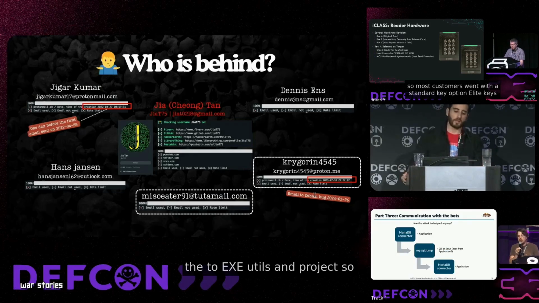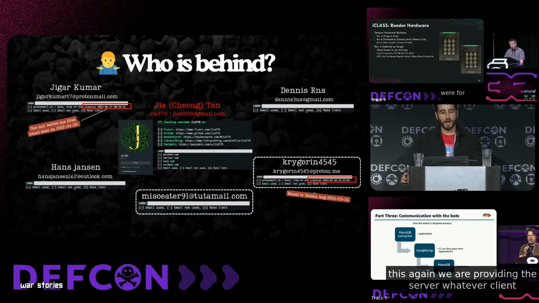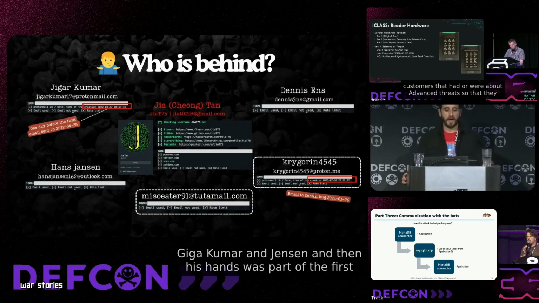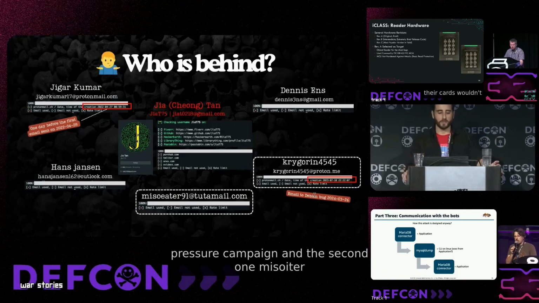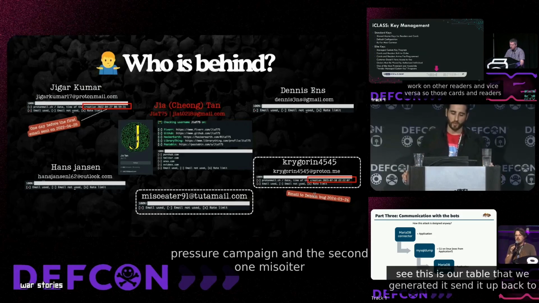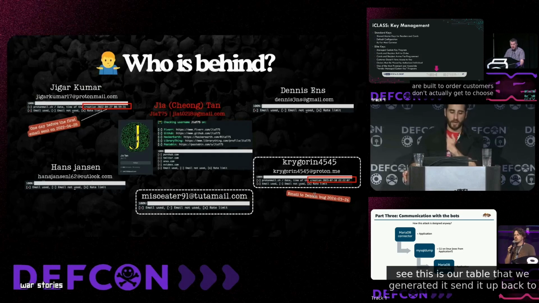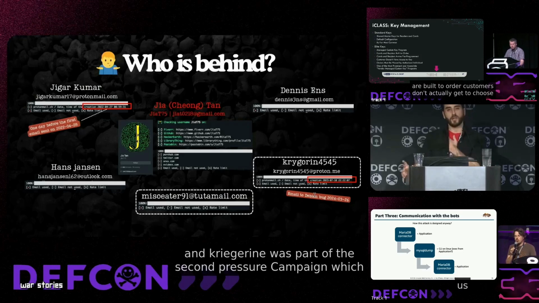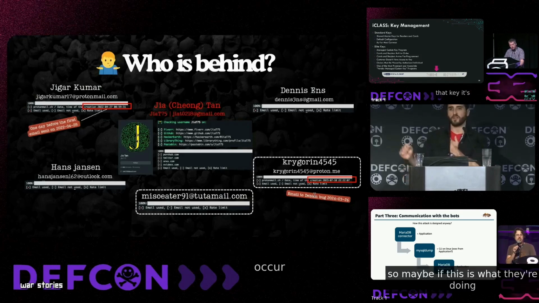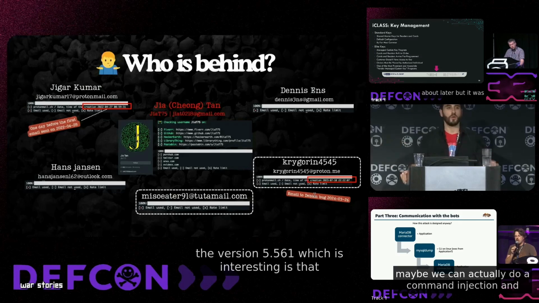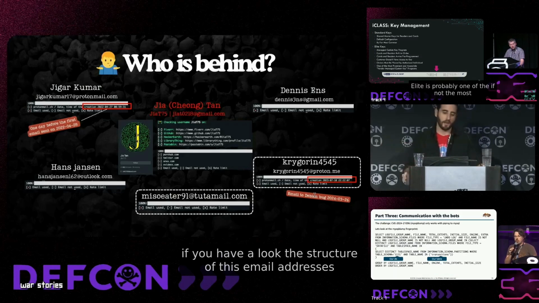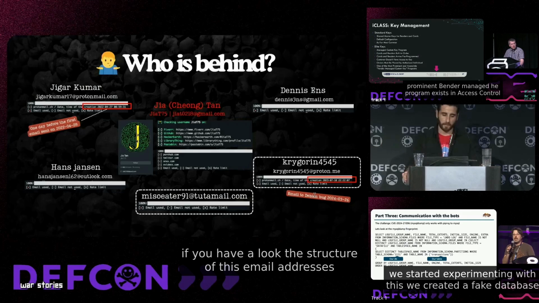What I found out as well is that for Jigar Kumar, with the Proton mail address, I was able to recover the date of creation of this email address, which was April 27, 2022. That is interesting because this email address was created just a day before Jigar Kumar sent the first email to the XZ utils mailing list and project.